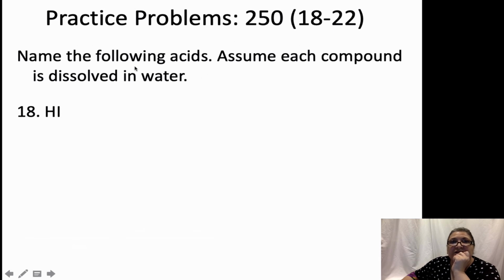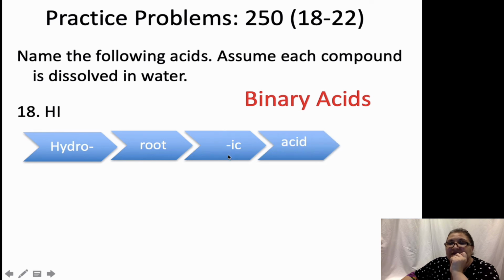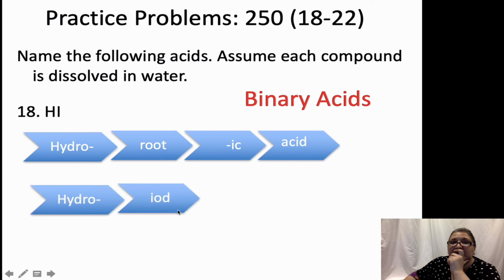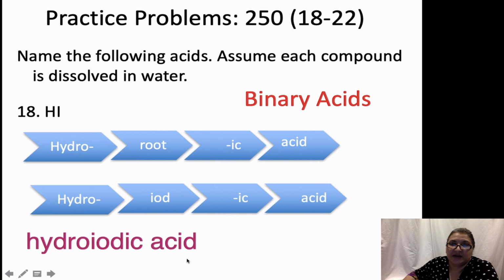Now we're going to start to name acids. Binaries first. So binary acids get hydro, the root of the name, the ending IC, and then the word acid. So let's try this one. I plus hydrogen, so it's hydroiodic acid. Okay? Hydroiodic acid.